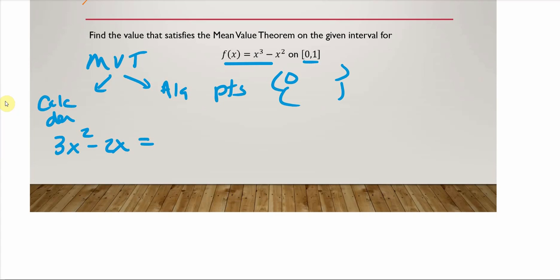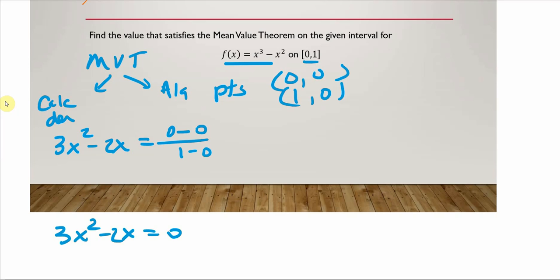So when x is 0, my y will be 0. When x is 1, my y will be 1 cubed minus 1 squared, which is 0. So now I'm going to go 0 minus 0 over 1 minus 0. So now the calculus way is going to be 3x squared minus 2x has to equal 0. They both have an x in common, so I can factor out the x, and I'm going to be left with 3x minus 2 equal to 0.